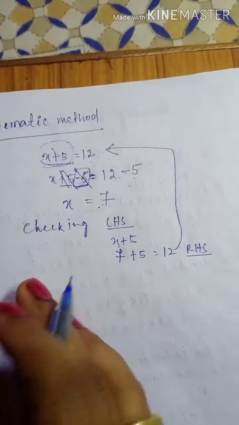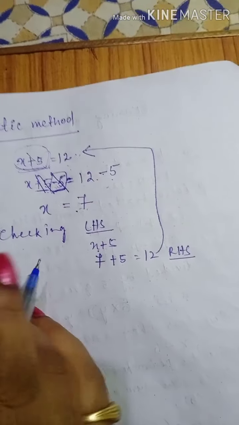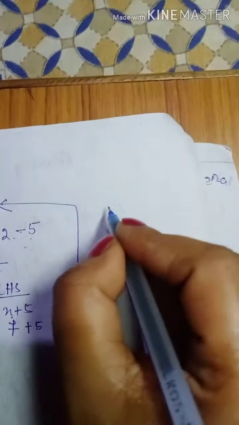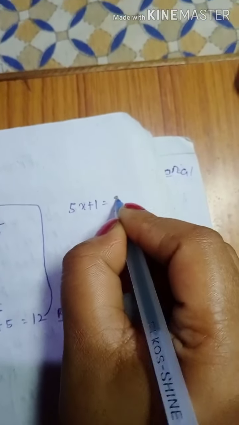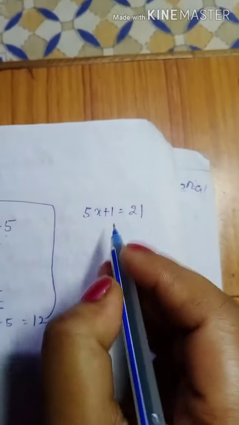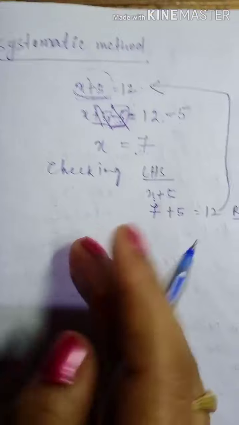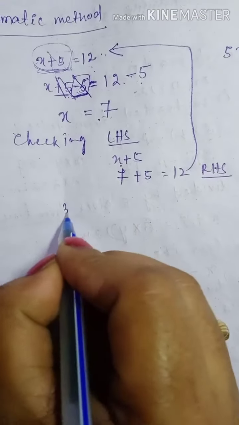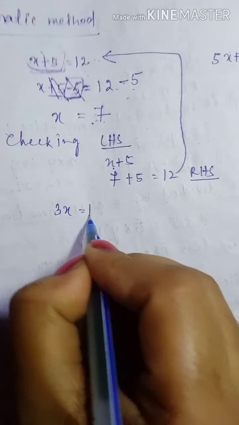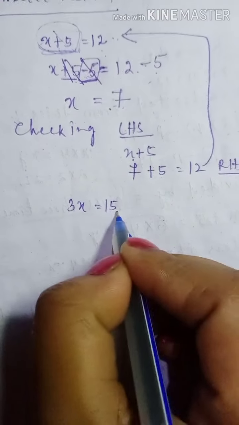So let's see some other examples I will do. The first example which I taught in the last example, 5x plus 1 is equal to 21. So see how this happens. I will tell this one later. So see another example. Here 3x is equal to 15.